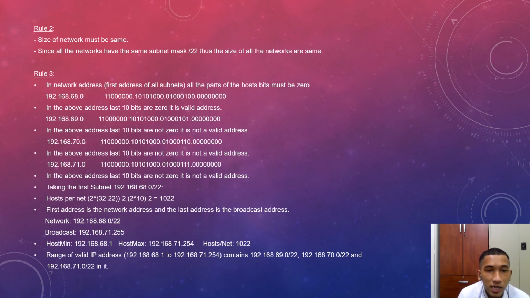1022. The first address is the network address and the last is the broadcast address. Network is 192.168.68.0/22. Broadcast is 192.168.71.255. Host minimum is 192.168.68.1 and host max is 192.168.71.254, and the host per net is 1022.